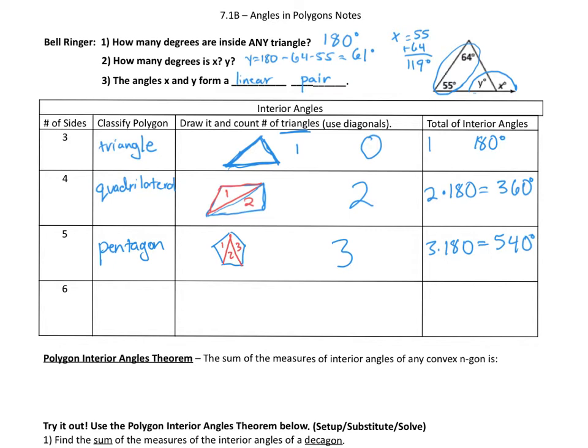Next, 6 is a hexagon. A hexagon having 6 sides. 1, 2, 3, 4, 5, 6. I'm going to try to cut this up into triangles. So I found one triangle there. There's one. Here's 2. Here's 3, and the last one is 4. So there are 4 triangles in here. So then we do 4 times 180. That gives us the sum of all the angles inside a hexagon. Interior angles must add up to 720.